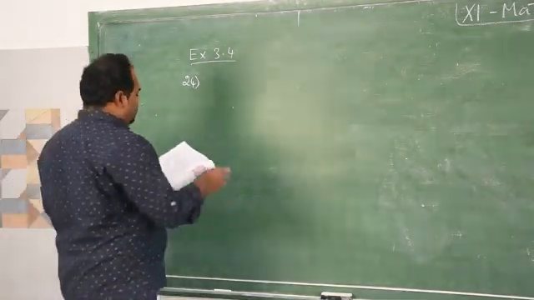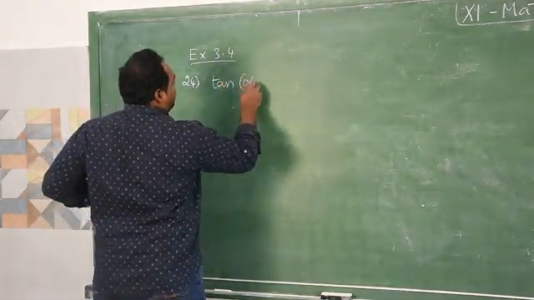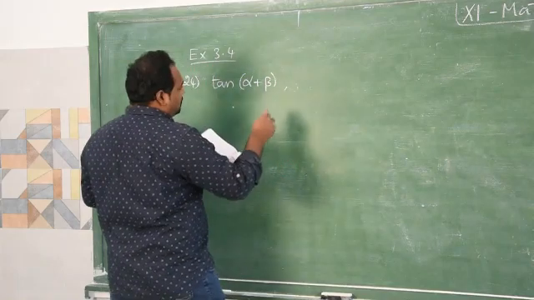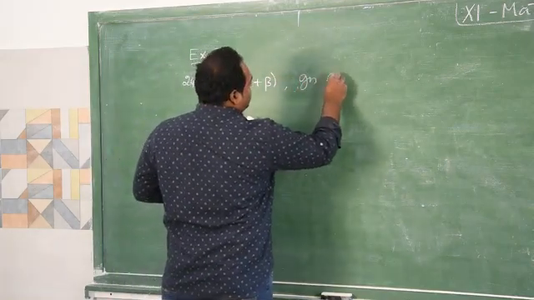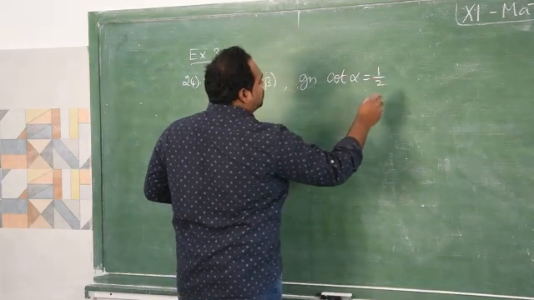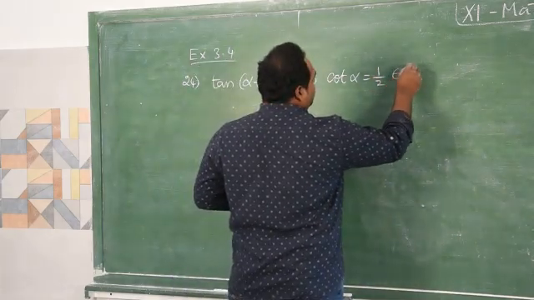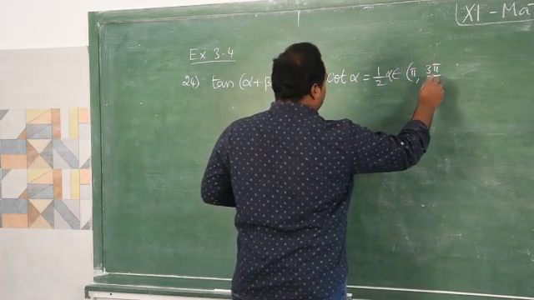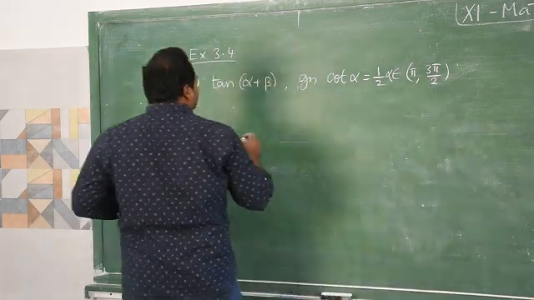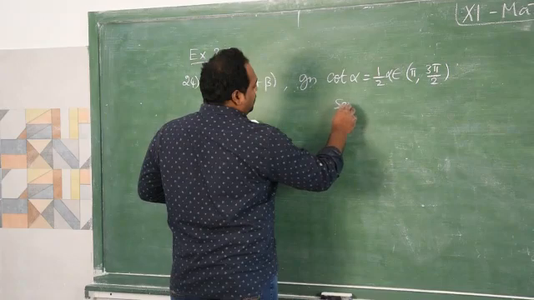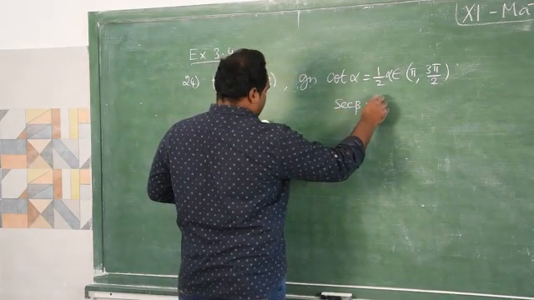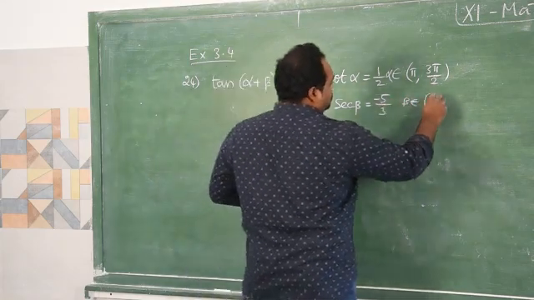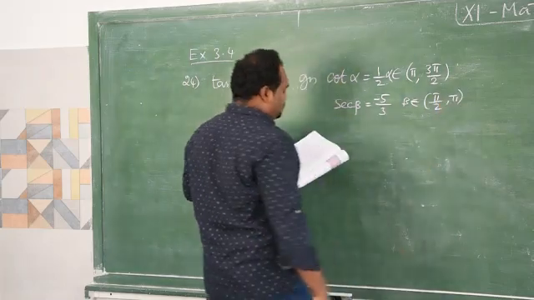Find the value of tan(alpha plus beta), given cot alpha is 1 by 2, where alpha belongs to the third quadrant (pi to 3 pi by 2), and secant beta is minus 5 by 3, where beta belongs to the second quadrant. So these are the things given.